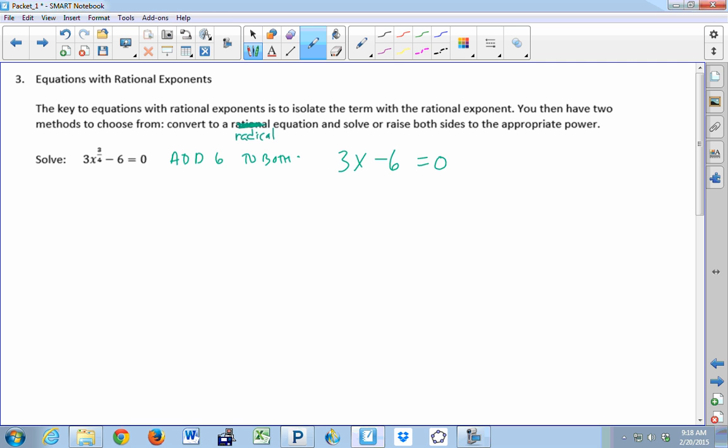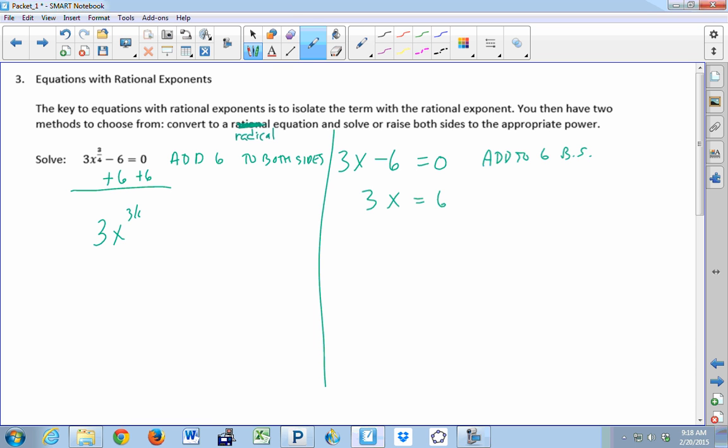All right, so again, when life gets complicated, try to simplify it. If you look at something and you're not quite sure what to do, turn it into something you would know what to do with. 3x minus 6, I can handle that. I'd add 6 to both sides. So here you would get 3x equals 6. What am I going to get on this side? Over here with this, 3x to the 3/4 equals 6.